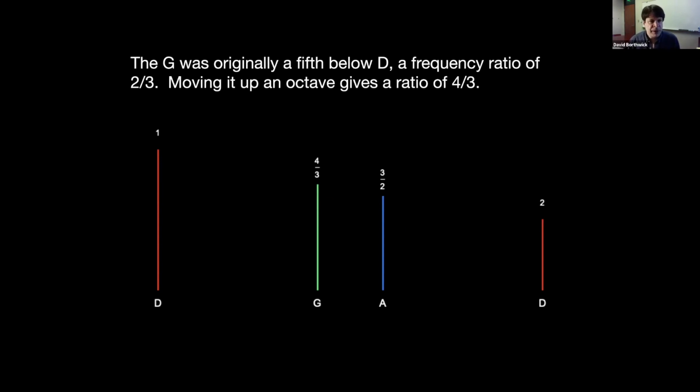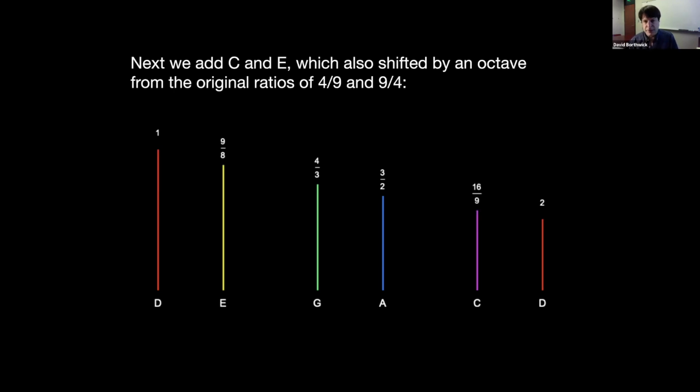And what I'm showing up above is the actual ratio of frequencies above the bass note. So we add an A at a ratio of 3/2. The G that I originally added was a fifth below the D, so that was a ratio of 2/3. But then I moved it up an octave, so it becomes 4/3 when it appears in this octave. So I keep going like that.